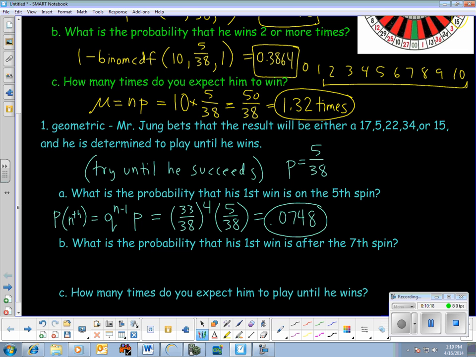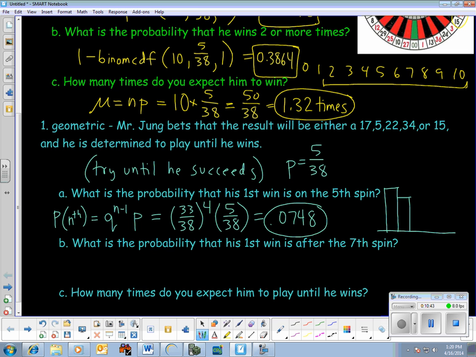All right. So that's a pretty straightforward geometric. Fail, fail, fail, fail, succeed. All right. What is the probability that his first win is after the 7th spin? So what's going on here is there's an infinite amount of possibilities. And we talked about how the first try is always the most likely, even if it's an unlikely success. One trial is your most likely in geometric.